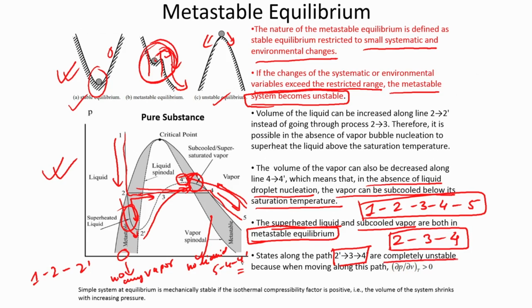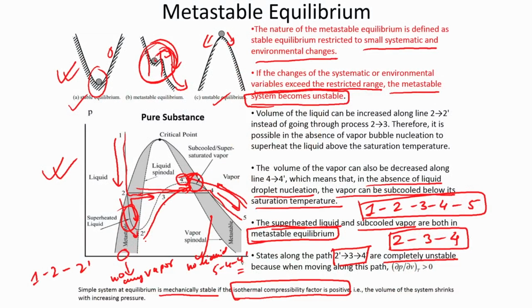This path is completely unstable, because if you recall your UG thermodynamics, a simple system is at mechanically stable equilibrium only if the isothermal compressibility factor is positive. That means the volume of the system should shrink with increase in pressure. So, the isothermal compressibility factor has to be positive for a system to be in a mechanically stable state at equilibrium.